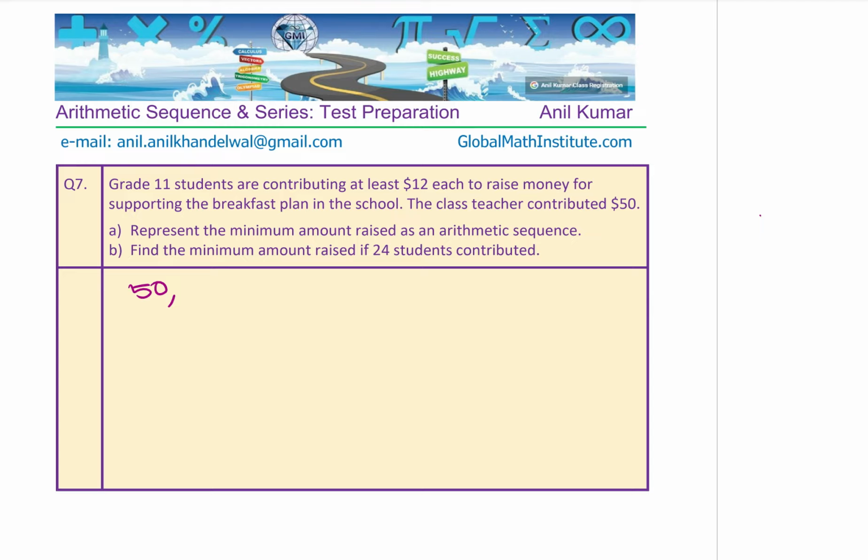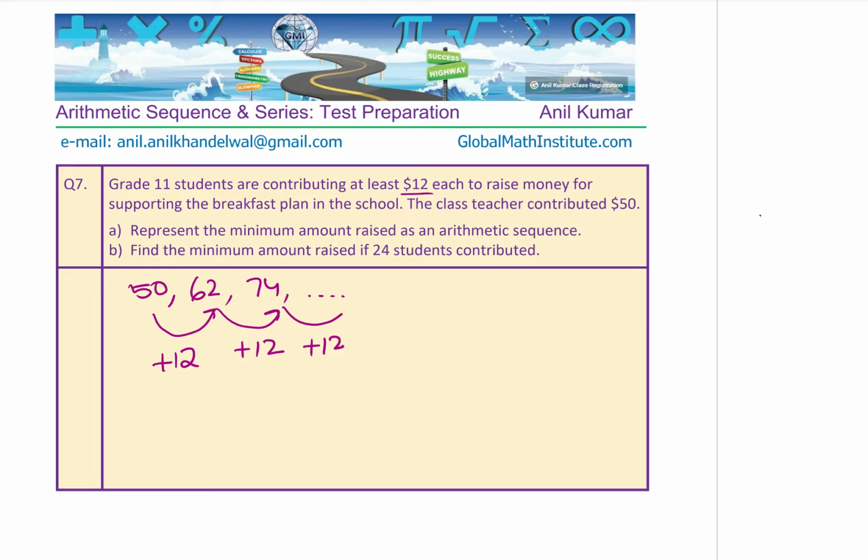So we have 50 from the teacher. Now every student is contributing 12. So we'll add 12 each time when the number of students are added. You get the idea, right? So if you add 12, you get 62. And then again, let's add 12. And what do you get? You get 74. And likewise, we can keep on adding 12 each time. Is that clear to you?